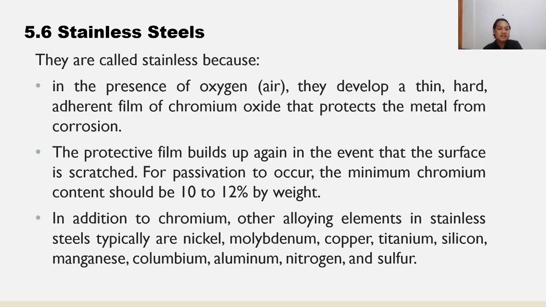Next is stainless steels. They are called stainless steels because in the presence of oxygen, they develop a thin, hard, and adherent film of chromium oxide that protects the metal from corrosion. The protective film builds up again in the event that the surface is scratched. In addition to chromium, other alloying elements in stainless steels typically are nickel, molybdenum, copper, titanium, silicon, manganese, columbium, aluminium, nitrogen, and sulfur.